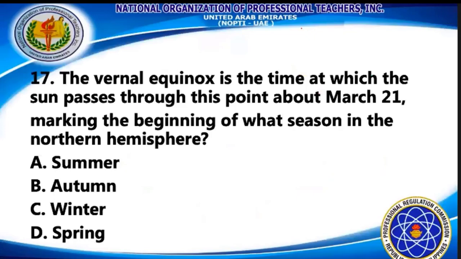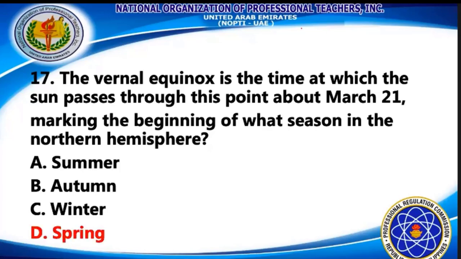17. The vernal equinox is the time at which the Sun passes through this point about March 21, marking the beginning of what season in the Northern Hemisphere, dito sa hemisphere natin, summer, autumn, winter, spring. O, kayong mga teachers, anong meron pag March, April dito? Nakakaroon tayo ng ano yung break na in-observe pag March, April, we have the correct answer is letter D.